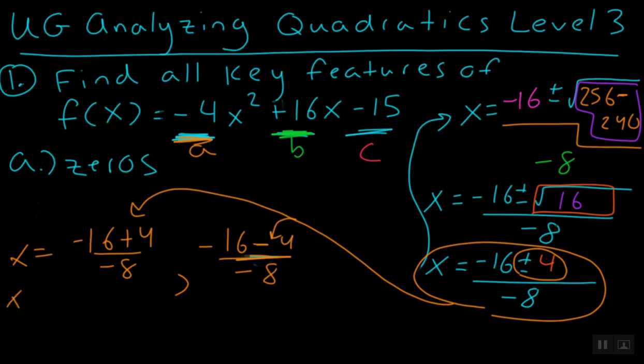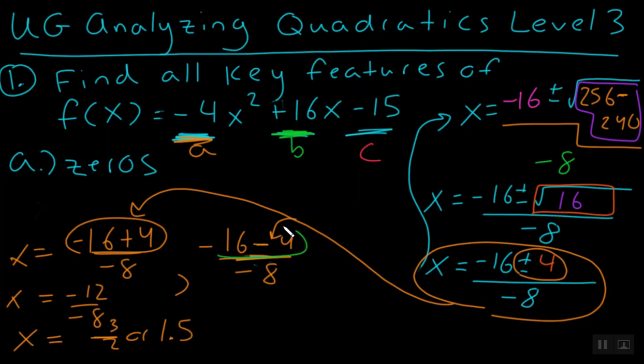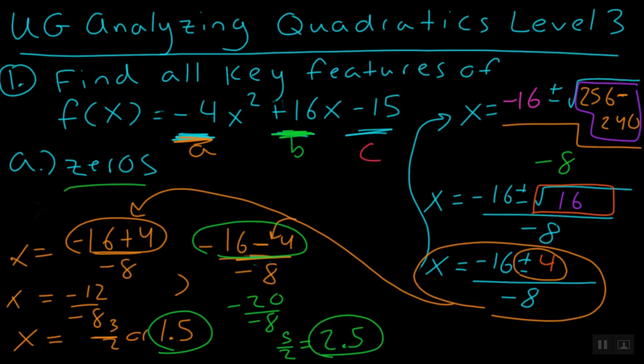And let's go ahead and start reducing this. I see a negative 16 plus 4 is negative 12 over negative 8. And a negative divided by negative is a positive, and 12 over 8 reduces to 3 over 2, or 1.5. Switch colors here. Here I see negative 16 minus 4, which is negative 20 over negative 8. A negative divided by a negative is a positive, and 20 and 8 can both be divided by 4. So 20 divided by 4 is 5 over, and 8 divided by 4 is 2. And I know that 5 over 2 is actually 2.5. And I have my two x values, or I have my two zeros.